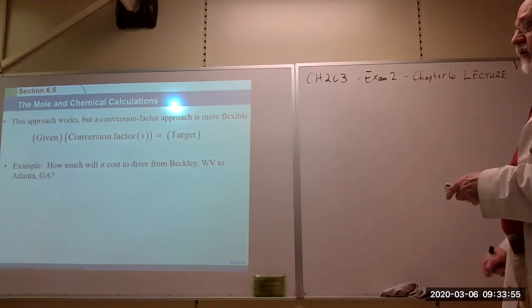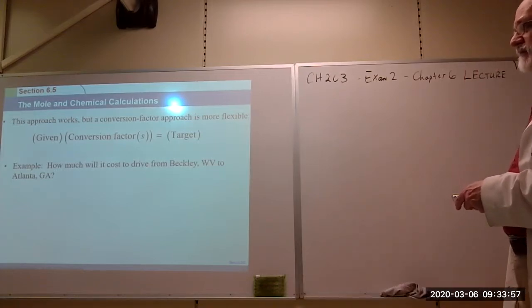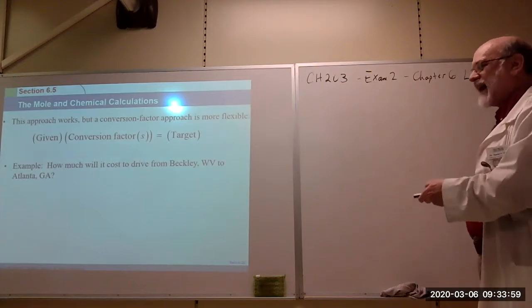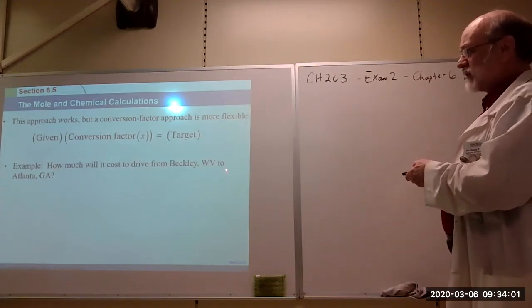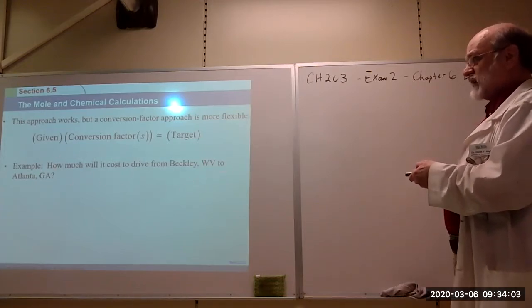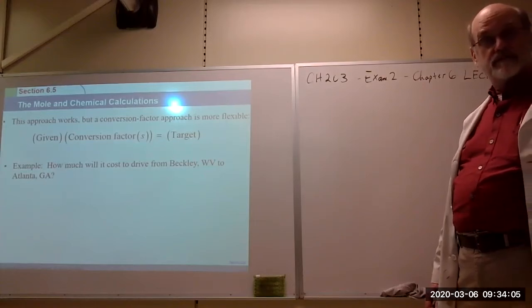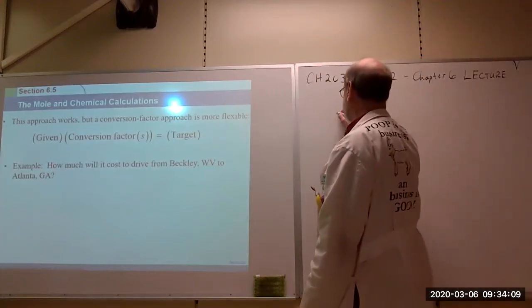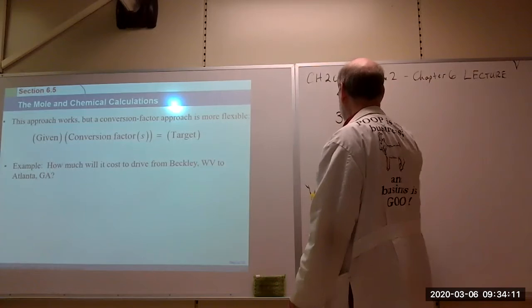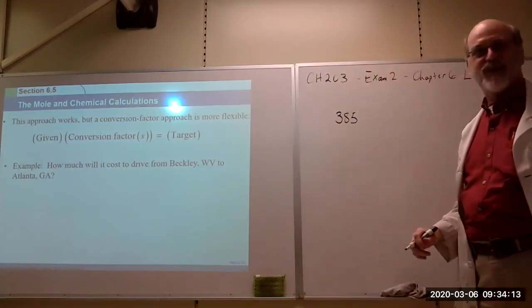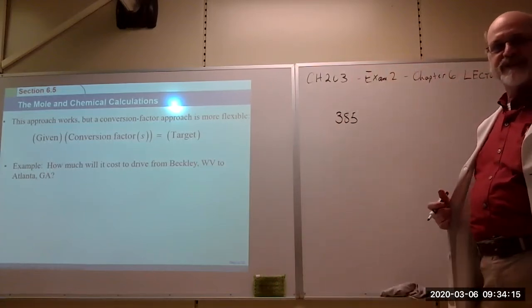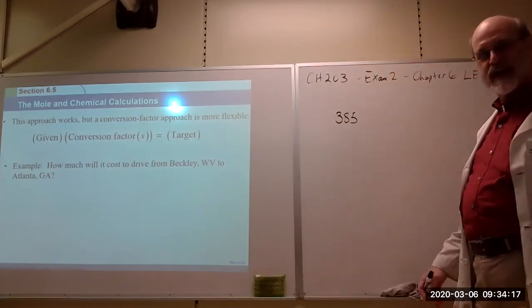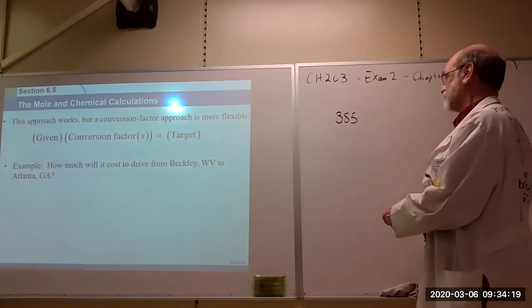So what do we need to know? Well, what are we given? Well, we're not actually given the values here, so you're going to have to look them up. What you're given is, how far is it? It's about 385 miles from Beckley to Atlanta. Depends on which side of Atlanta you're headed for. If you're headed for the airport, it's on the south side, so you got to add another 30 miles probably.